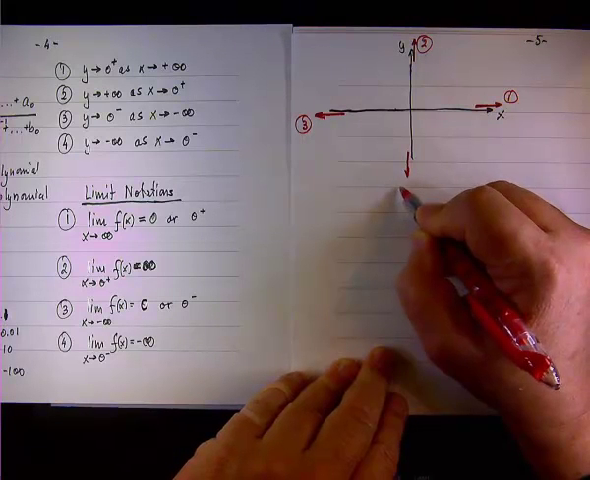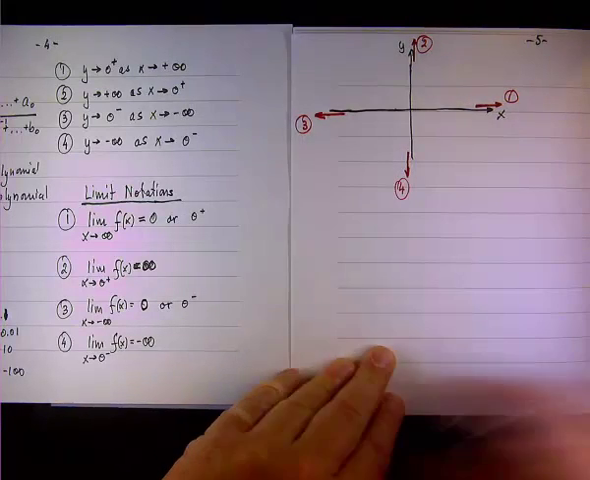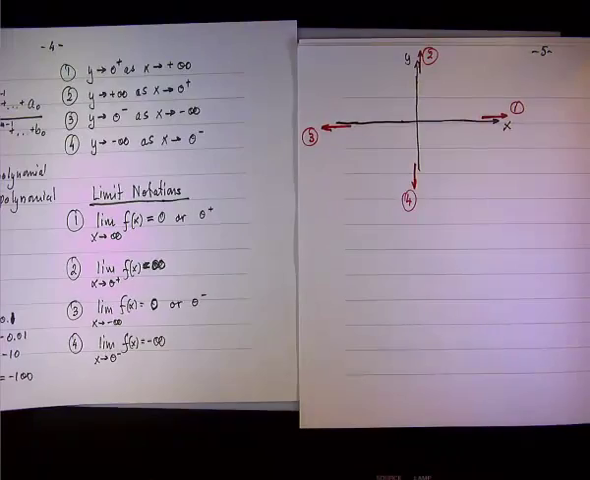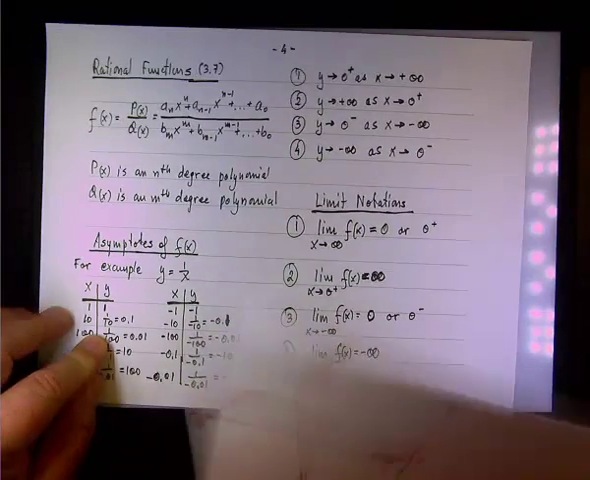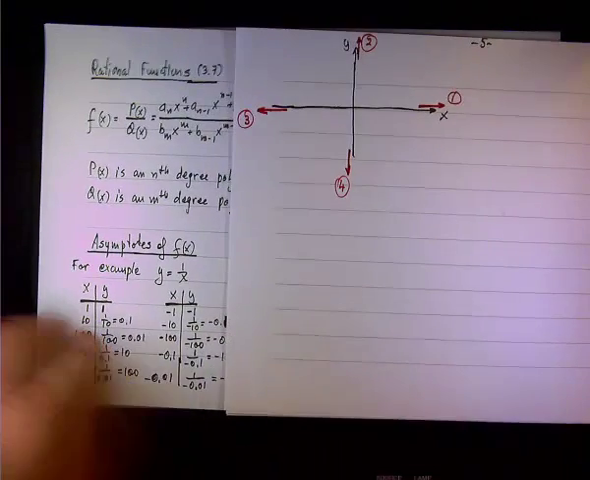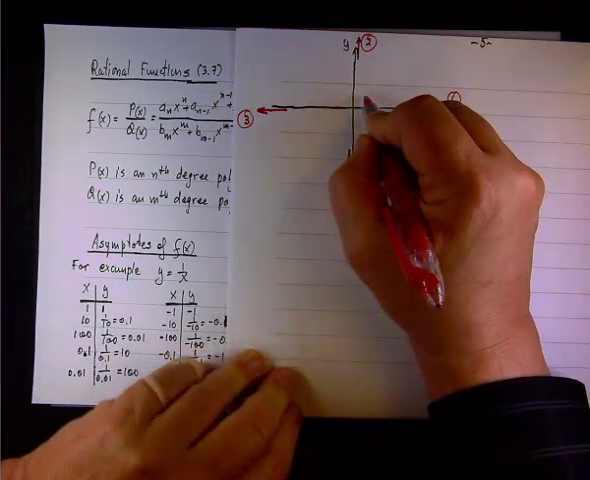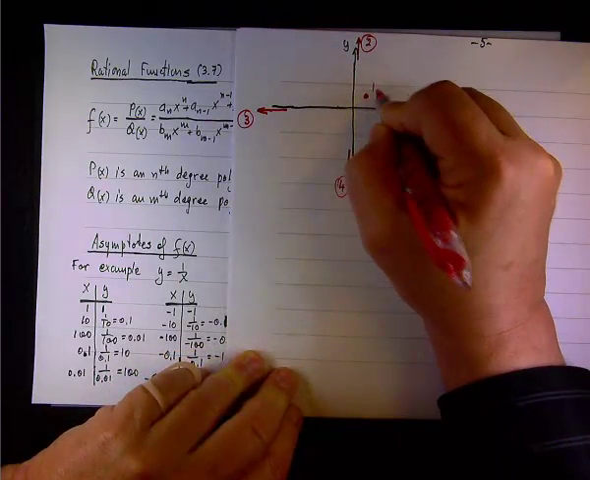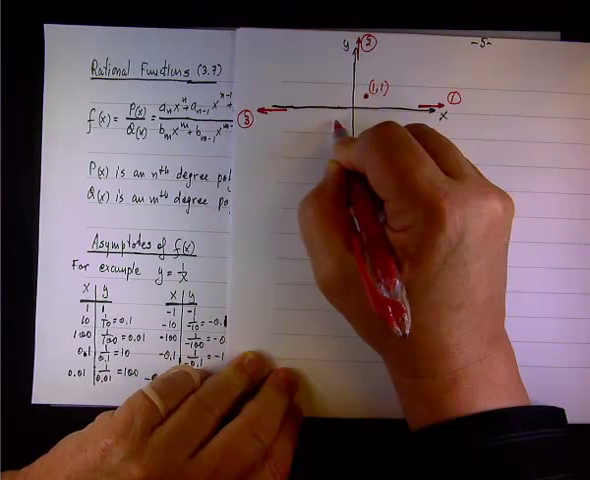X goes to negative infinity, y goes to 0 from the negative side. So this is how we interpret statement number 3. And statement number 4, y is close to 0 from the negative side, and x goes to negative infinity. So this is statement number 4.